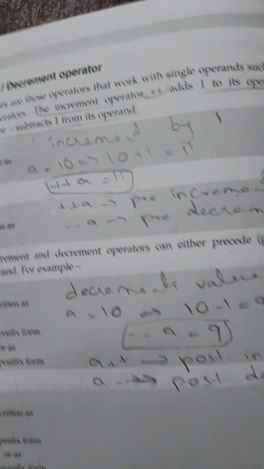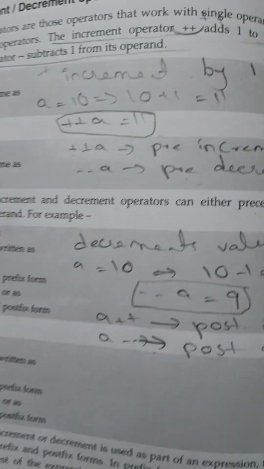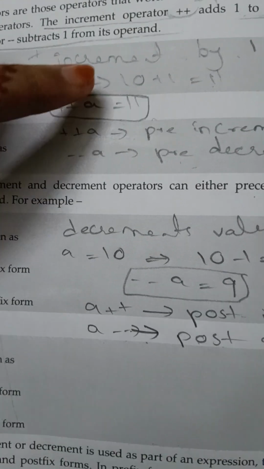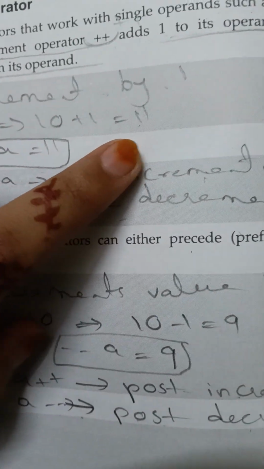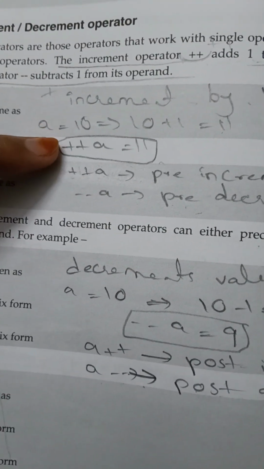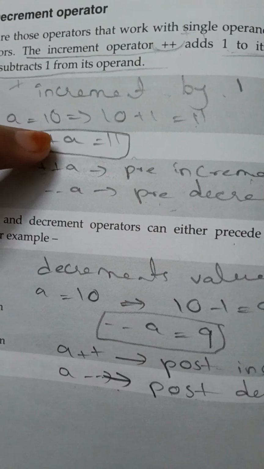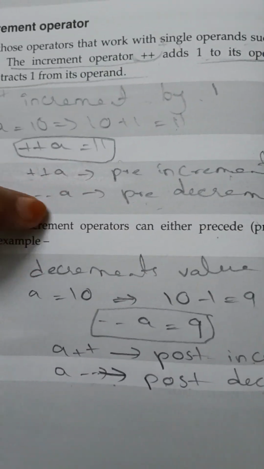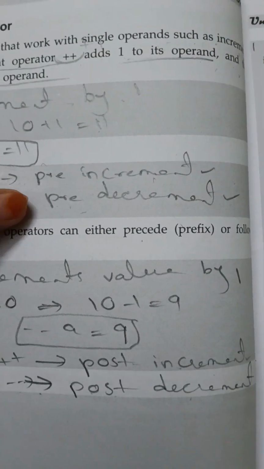Okay, sorry. So increment by 1: a equals 10, arrow mark, 10 plus 1 equals 11. Because it is the increment, we have to add 1. So write the formula, plus plus a equals 11. Plus plus a is pre-increment and minus minus a is pre-decrement.